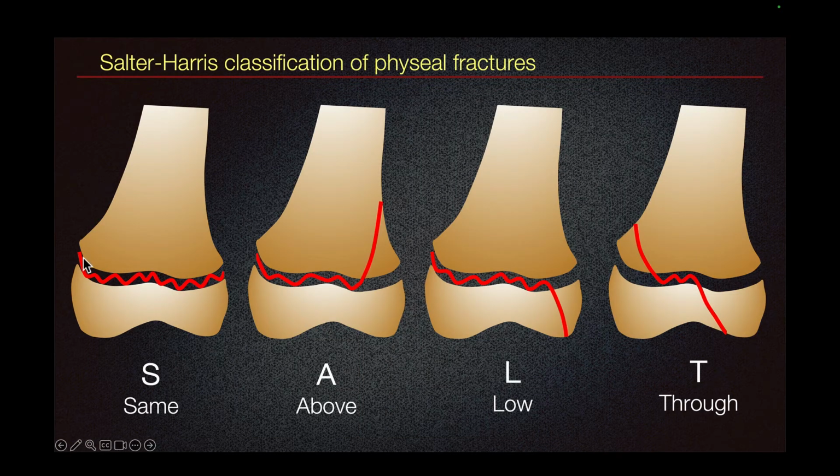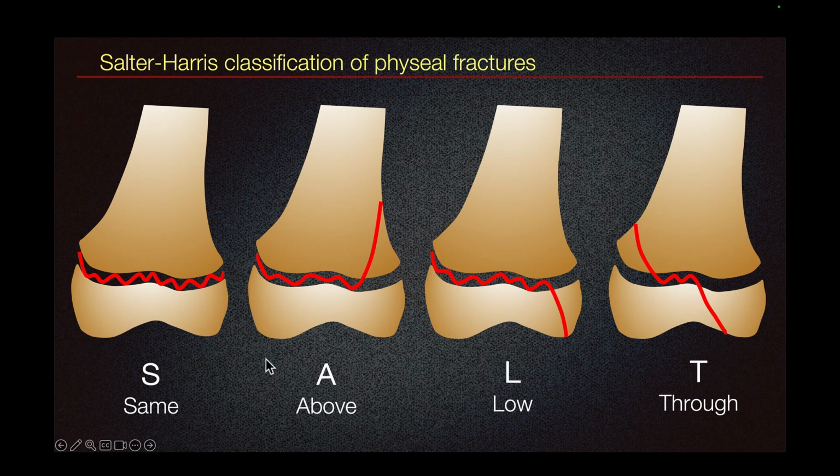The growth plate is the weakest point in a pediatric skeleton, and a fracture through the growth plate, also called physis, is classified according to the Salter-Harris classification. In type 1 fracture, the fracture goes through the physis or the growth plate. In type 2, the fracture goes through the physis and out through the metaphysis. In type 3, the fracture goes through the physis and out through the epiphysis. And in type 4, the fracture goes through both metaphysis and epiphysis.